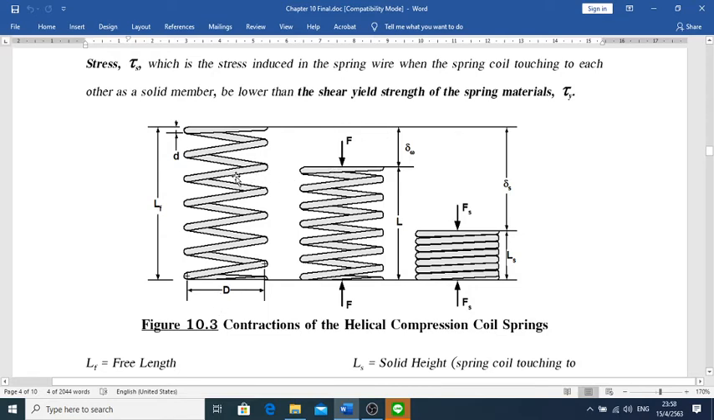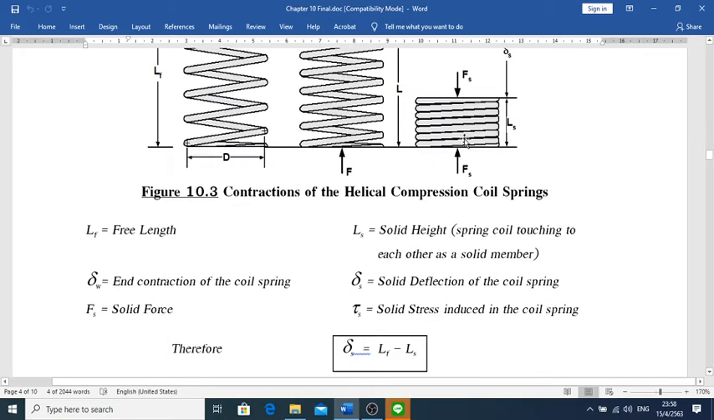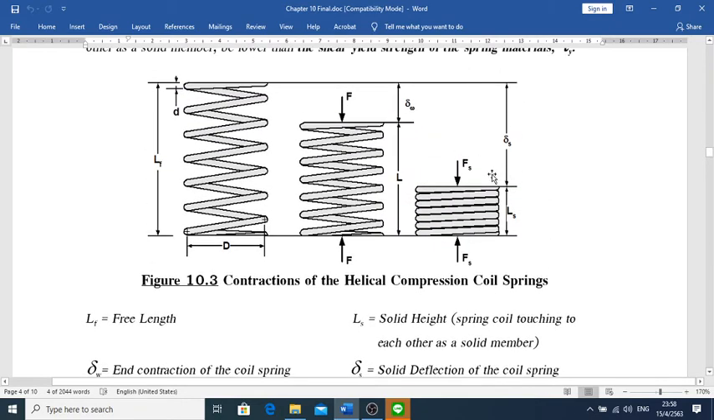Figure 10.3 shows that L sub F is the free length. The coil spring stands still; we have not yet applied force on it, so it is free of force. When we apply force, it contracts by delta sub W. Then we increase the force F until the coils touch each other. We call it the solid force, F sub S. The solid force means the coils touch each other, and it has contracted by delta S.